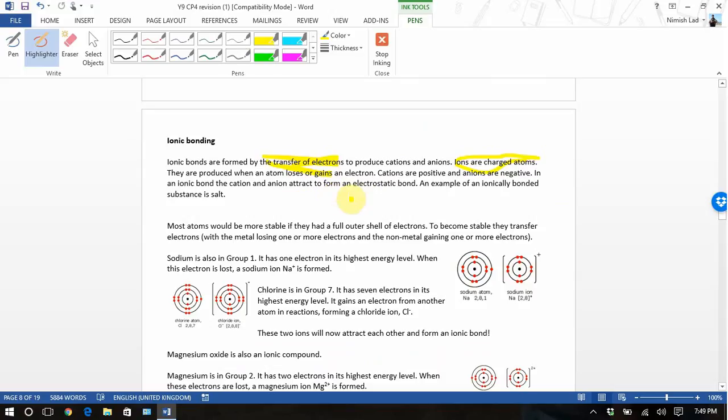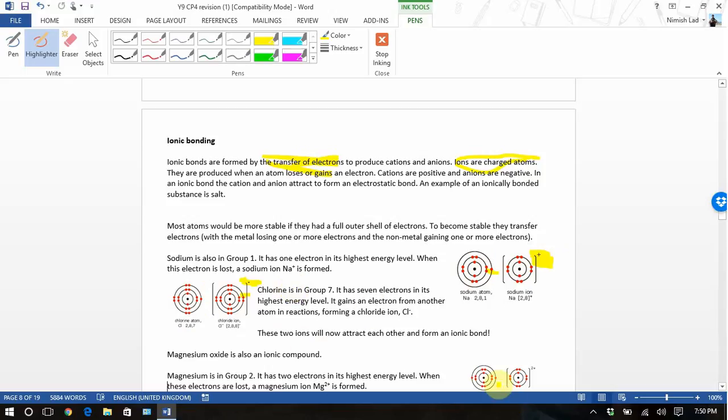Okay, so ionic bonding, an example of that is salt. So you can see over here, sodium originally has 1 electron in its outer shell. It loses that 1 electron, so now it's positive. Chlorine has 7 electrons in its outer shell. It gains 1 electron, so it's now negative. Okay, this electron's been lost, it's been gained over here. These two will now attract.